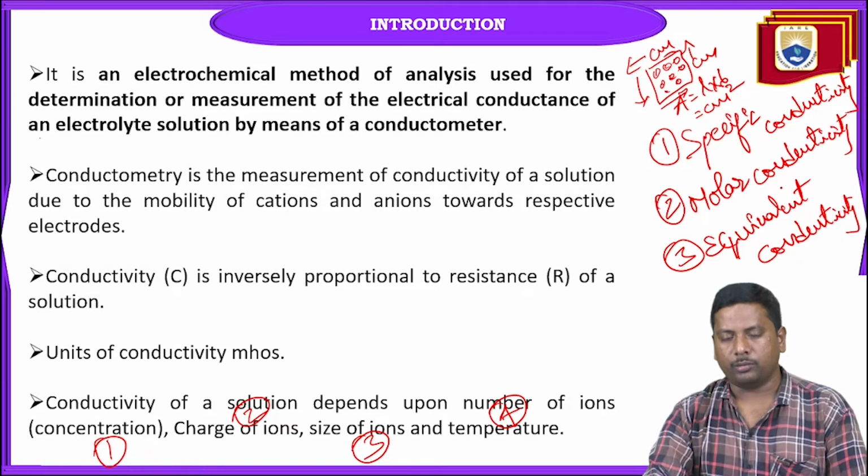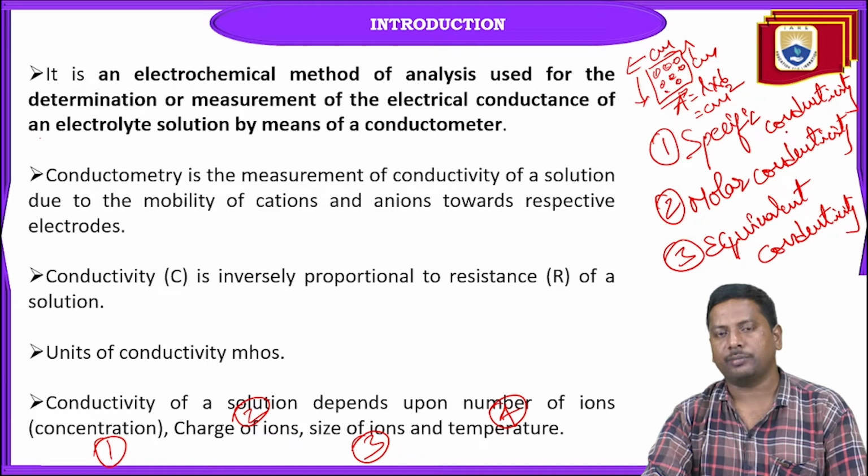And second one is the molar conductivity. Molar conductivity means it is offered by a substance having 1 molar solution. 1 molar solution means it has a fixed concentration. So it will be directly proportional to concentration, charge, size, and also temperature of the solution. And equivalent conductivity means it is offered by a solution having 1 equivalent weight of solute. That is called a 1 normal solution. This is also directly proportional to charge, size, temperature, and concentration of the ions. Only specific conductivity is inversely proportional to size of the ions.